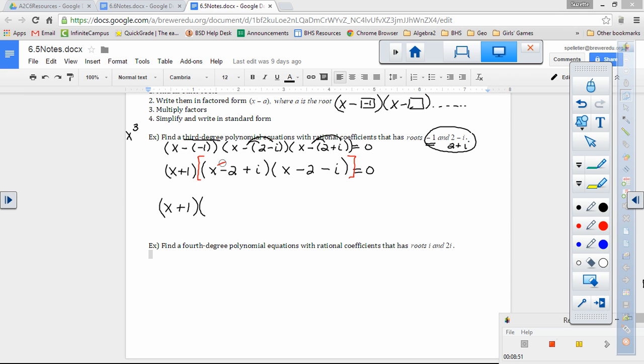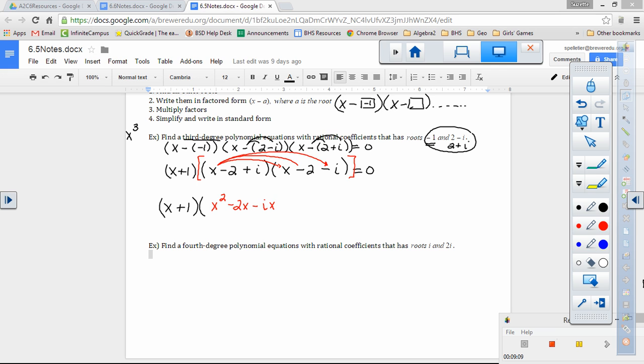So I'm going to distribute here, and that gives me x squared. And then I'm going to distribute here. x times -2 is -2x, and x times -i gives me -ix. We like to put the i first.